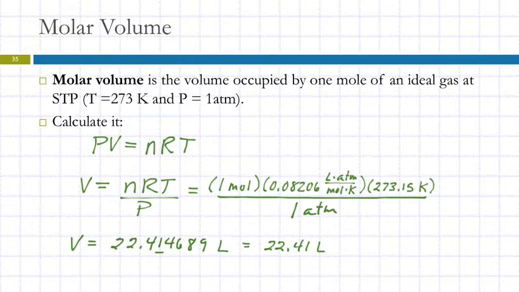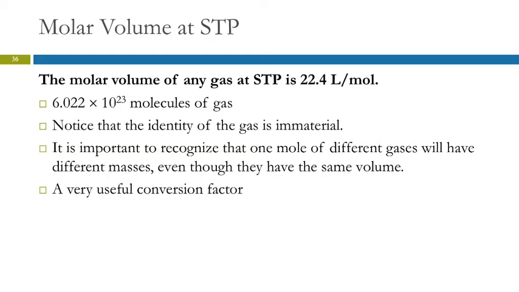For whatever reason, that's often rounded to 3 sig figs. I guess the 1 is pretty close to 0, right? So it's usually rounded to 22.4. That's the volume of 1 mole of any gas at STP. So this is a really useful conversion factor. The molar volume of any gas at STP is 22.4 liters per mole. So for every mole of gas, it's going to occupy 22.4 liters. This allows us to convert between volume and amount of gas at STP.